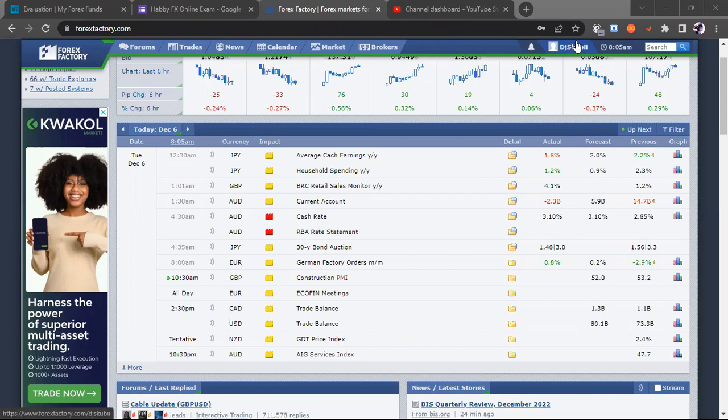Fundamental wise, we already had the high impact news on AUD around 4:30. For the rest of the day, it's basically just low impact news. So there's nothing much to say here. Let's jump on our charts and see what we can get.